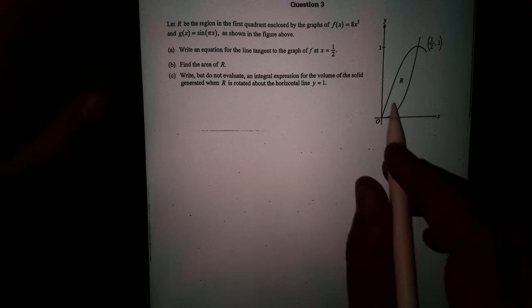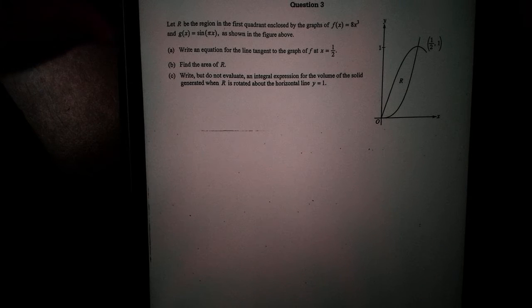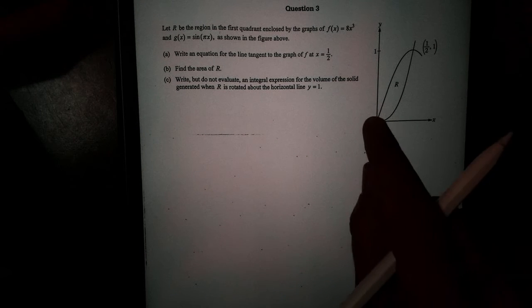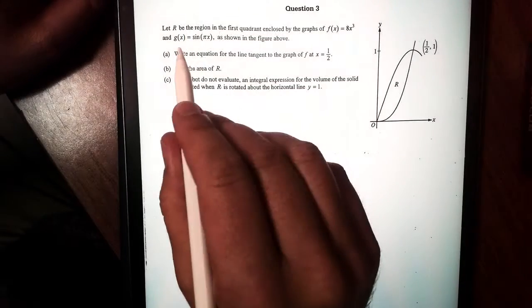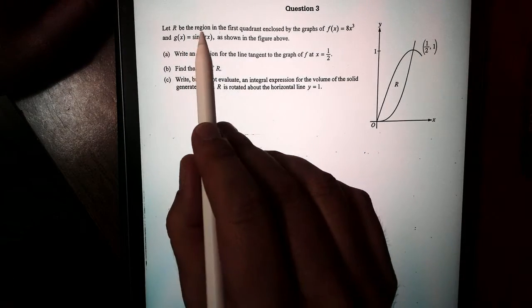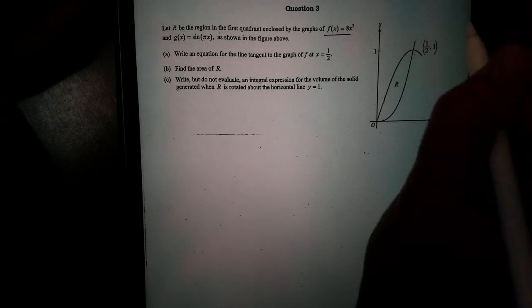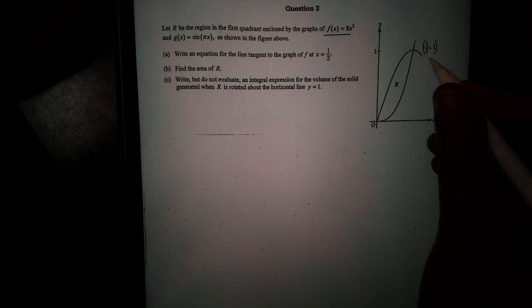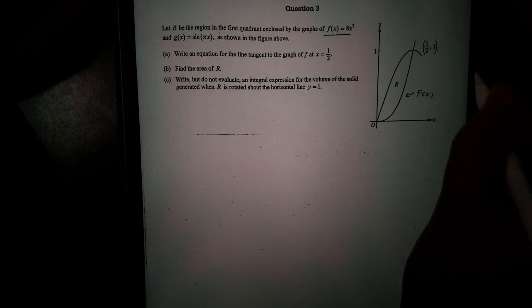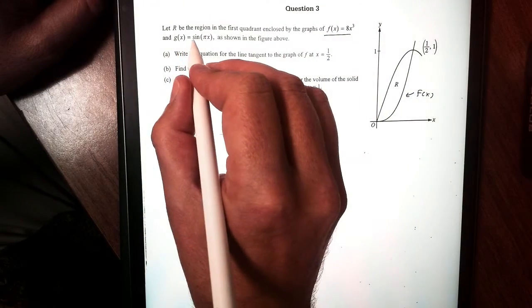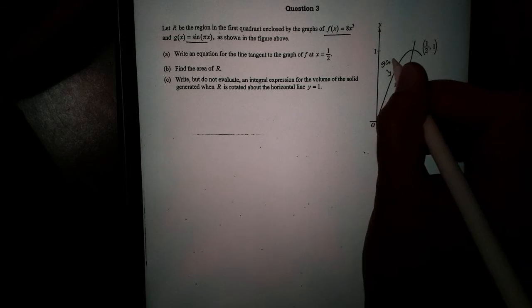Now normally in the AP they're going to give you an area and volume question, and they'll also give you the graph, so you don't always have to worry about graphing it. And this one's nice because they also gave you the domains. They're telling us, let R be the region in the first quadrant enclosed by the graphs y equals 8x cubed. Now they're not going to tell you exactly which one it is, but you should recognize this as f of x, this bottom one. And then they say g of x is the sine of pi x, and of course that's going to be our top function right there.